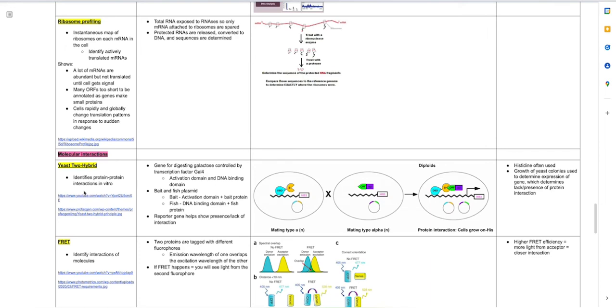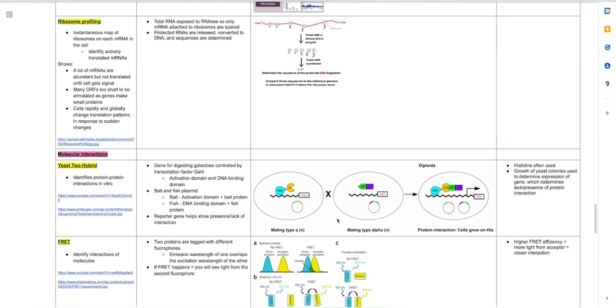Basically, what you need to know about this one is that yeast have a gene for digesting galactose, which is a kind of sugar, and this is controlled by the transcription factor Gal4. This transcription factor has an activation domain and a DNA binding domain. So basically it has two pieces, this piece and this piece right here. They come together, the activation domain gets the signal to come over to the DNA, and the DNA binding domain actually binds to the DNA.